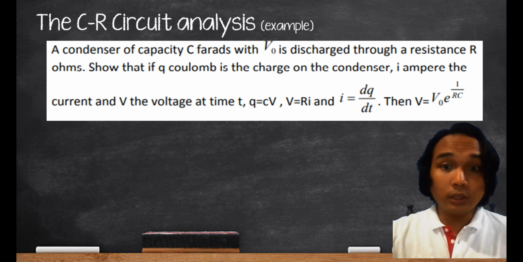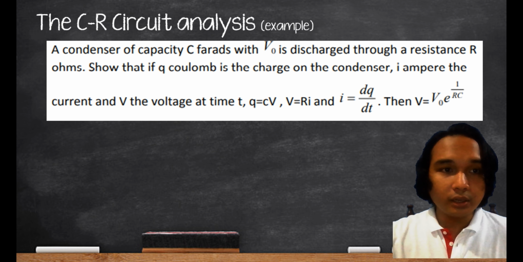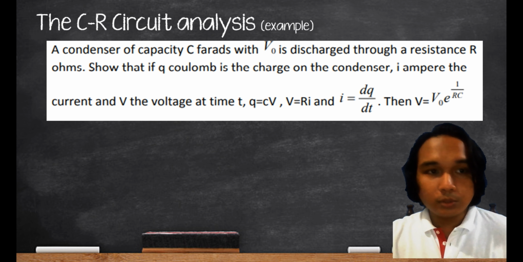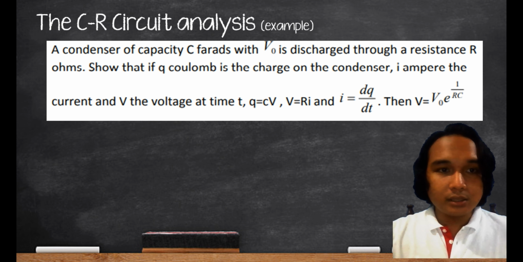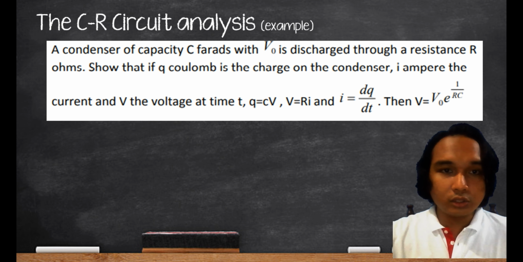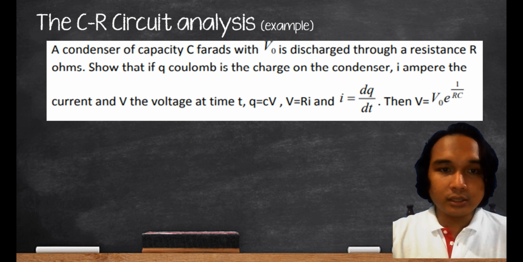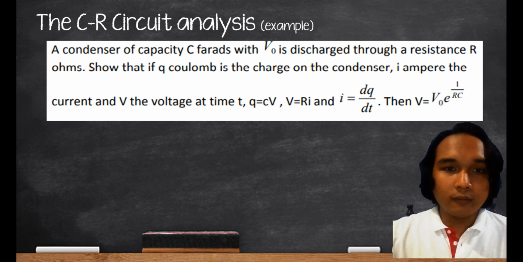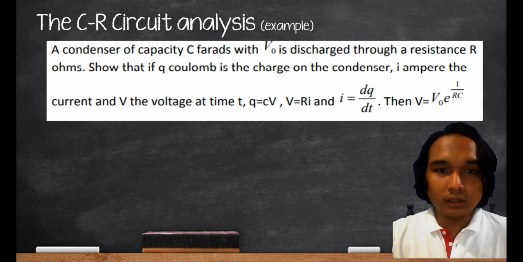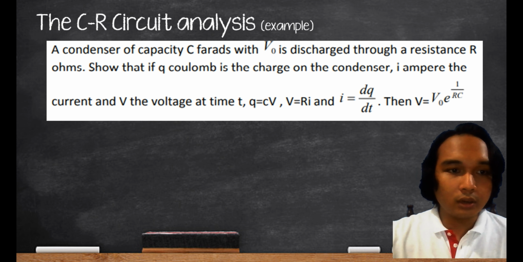Okay, good day. Now let's talk about CR circuit analysis. So here we can see the problem. A condenser of capacity C farads with V naught is discharged through a resistance R ohms. Show that if Q coulomb is the charge on the condenser, I ampere the current, and V the voltage at time t, Q is equal to CV, V is equal to Ri, and I is equal to dQ/dt, then V is equal to V naught e raised to the power of negative 1 over RC t.